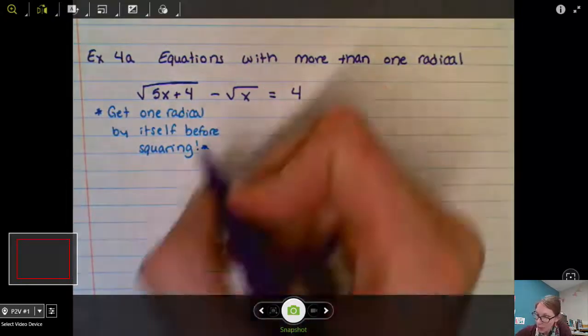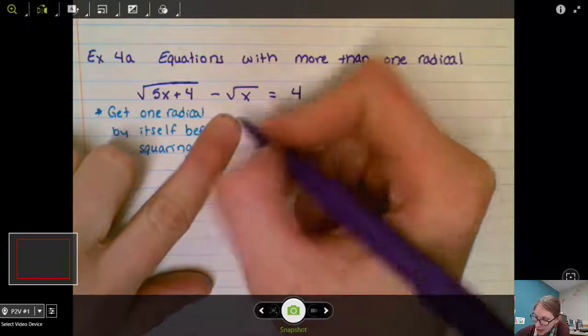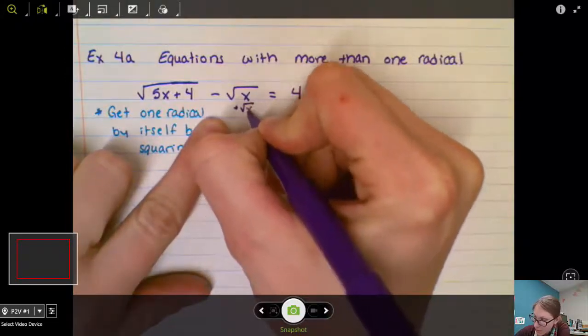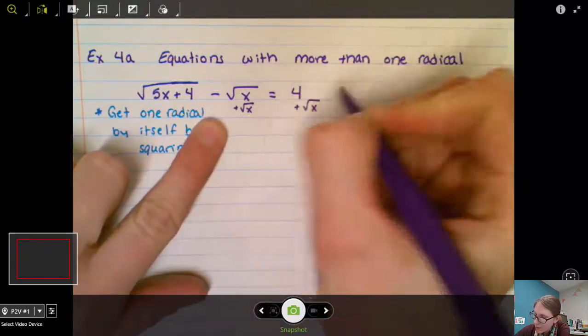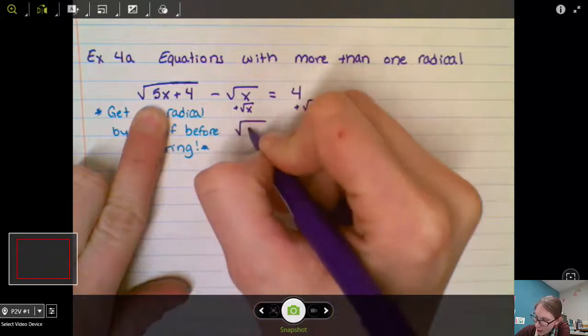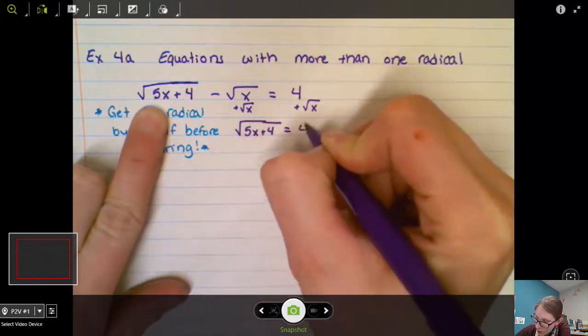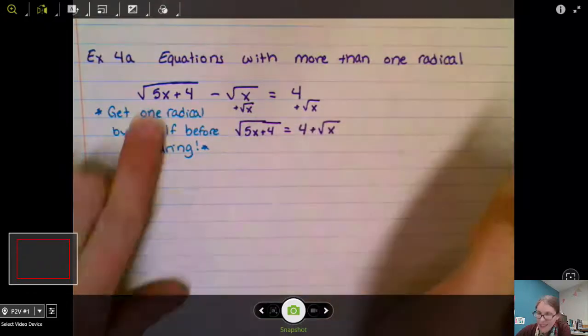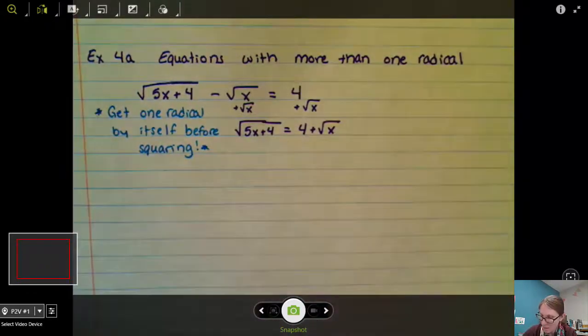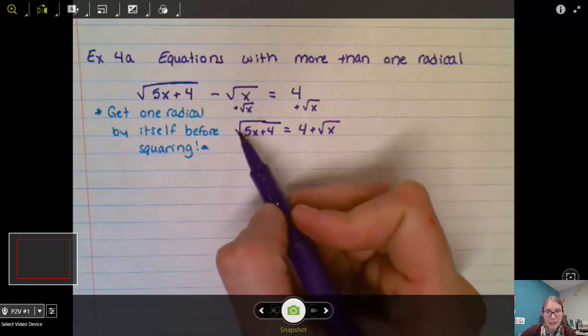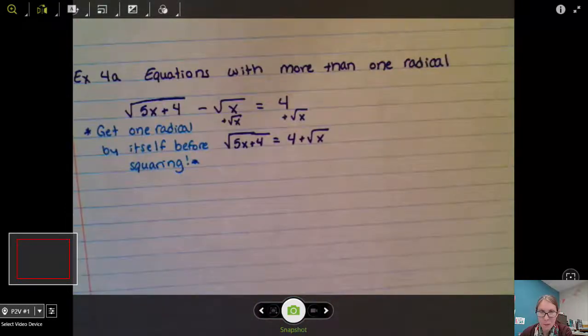So the first thing I'm going to do is add the square root of x to both sides, which gives me the square root of 5x plus 4 equals 4 plus the square root of x. And this still looks pretty messy, but to get rid of my square root, we square both sides.